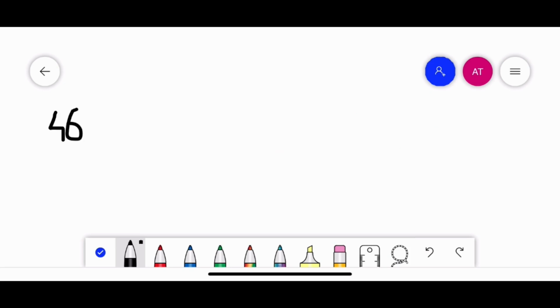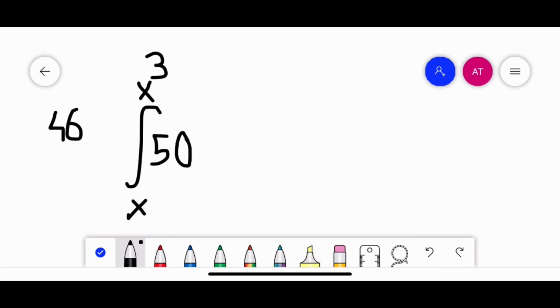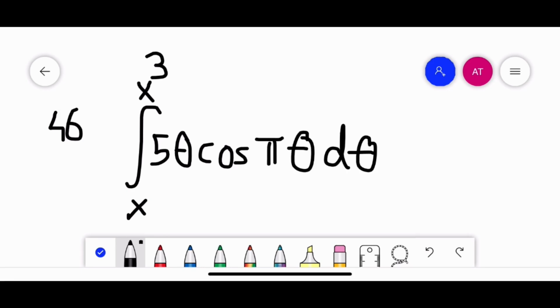Question 46 asks us to find the integral from x cubed to x of 5 theta cosine pi theta d theta. But as we learned, the integral can't go from a variable to another variable. It has to go from a constant to another variable. But we can use the principles we learned to do that.